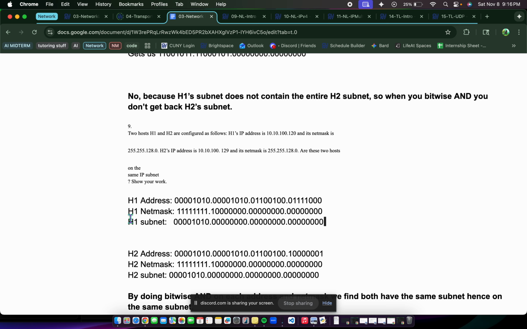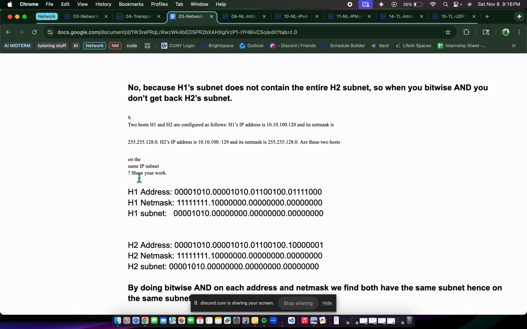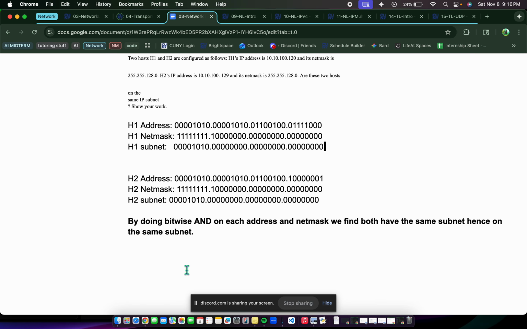So for this one over here, we find H1 and H2's subnet, and we ask, are these 2 hosts on the same IP subnet? Show your work. Okay. So is our subnet the same? Yes, they are the same subnet. So we know that they're obviously on the same subnet, since they have the same subnet.